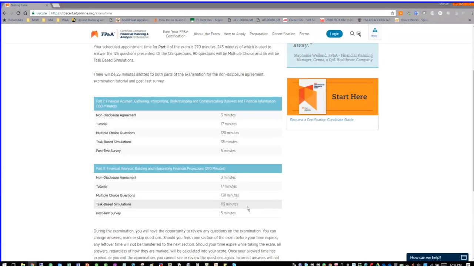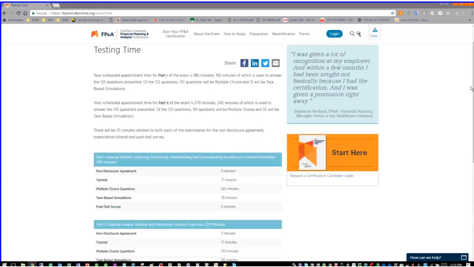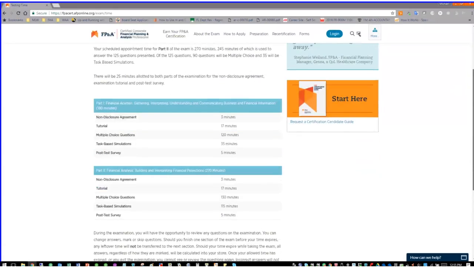Task-based simulation. Okay, so now here you've got 130 minutes for 90 multiple choice and 115 minutes for 35 task-based simulations. So you'll want to do the math. By the way, these other numbers that I was describing to you, you'll find them up here. So you can do all the time allocation and math, whatever schedule you want to make for yourself, you can do all that.